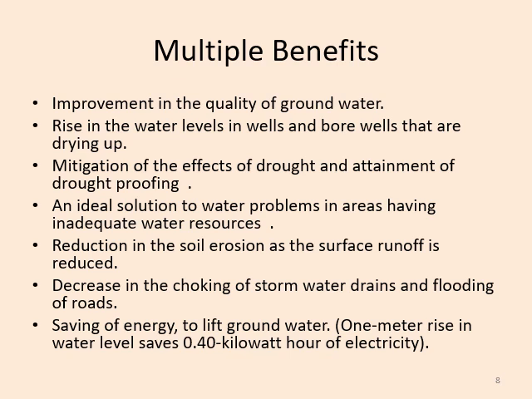Saving of energy to lift groundwater. If there is a 1 meter rise in the water level, if the groundwater level rises in the aquifer, then we have to pump less, and the power and the cost also we can save in the context of pumping. So it is given that a 1 meter rise in the water level saves 0.4 kWh of electricity. So electricity can be saved, and ultimately cost can be saved.